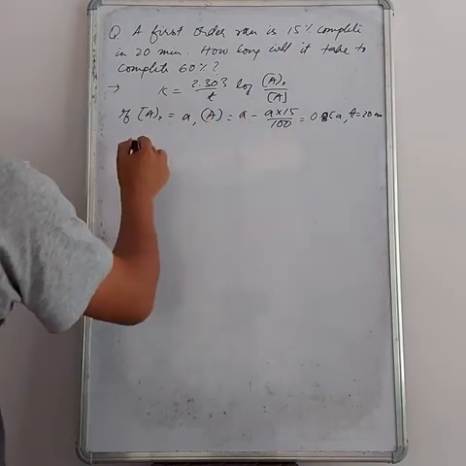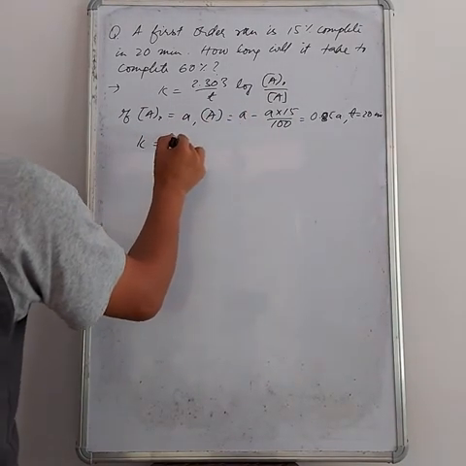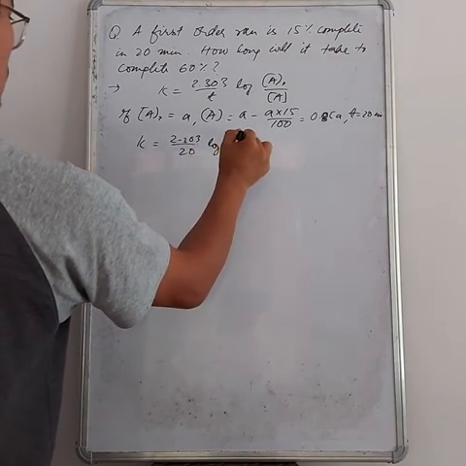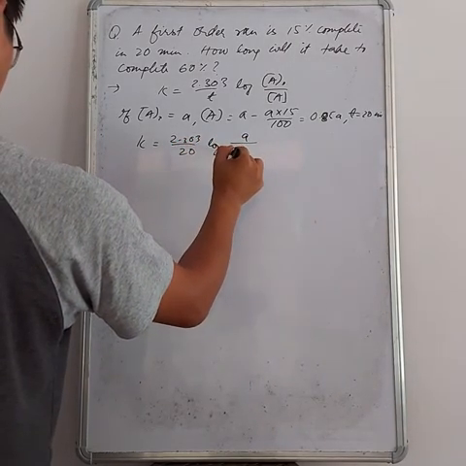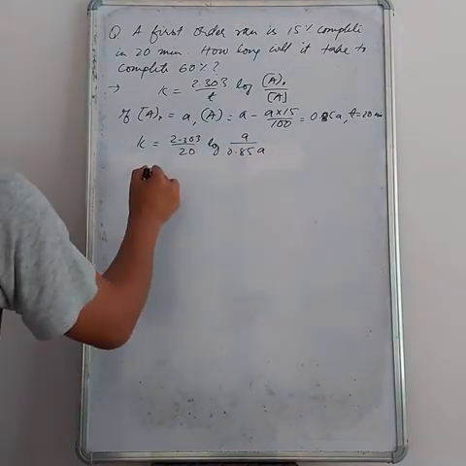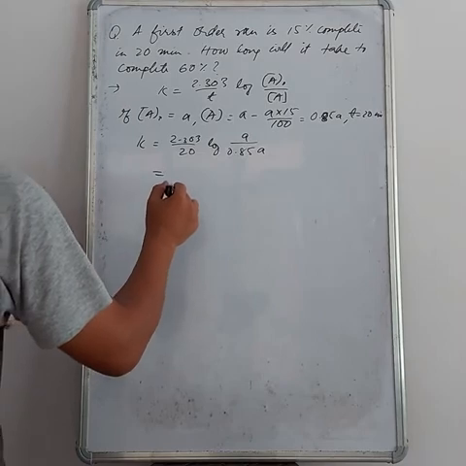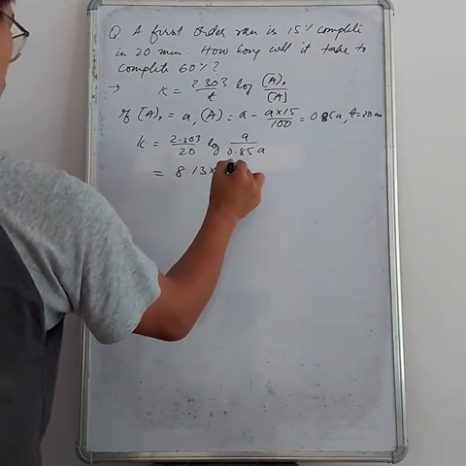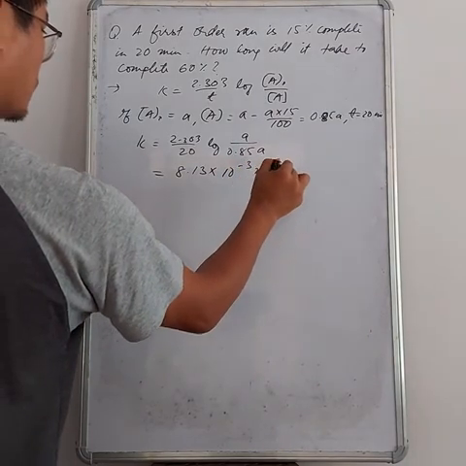So we plug in those values. K is equal to 2.303 over 20 log of A over 0.85 A. So this will give us 8.13 into 10 raised to the power negative 3 per minute.